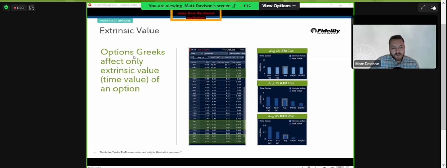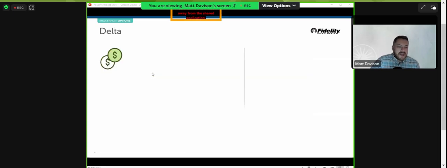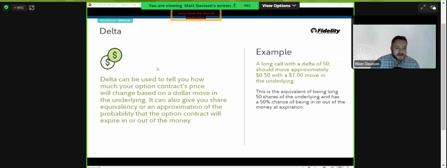And these options Greeks, it's very important to understand, are only affecting the extrinsic value. Otherwise, it's just behaving as stock, right? So important to understand that question. Now, the first one we're going to talk about, and again, this is more just a definitional slide, but there's a couple other pieces of color here that I want to throw in.